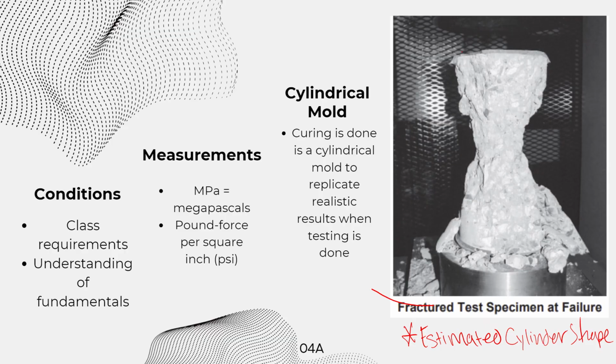Compressive strength tests need to be done with certain requirements, like in statics or calculus, especially when you're deriving with respect to time, in megapascals or psi. Now, this estimated cylindrical shape is what used to be a concrete sample, and it's done this way to replicate real life results of what would happen to that concrete.